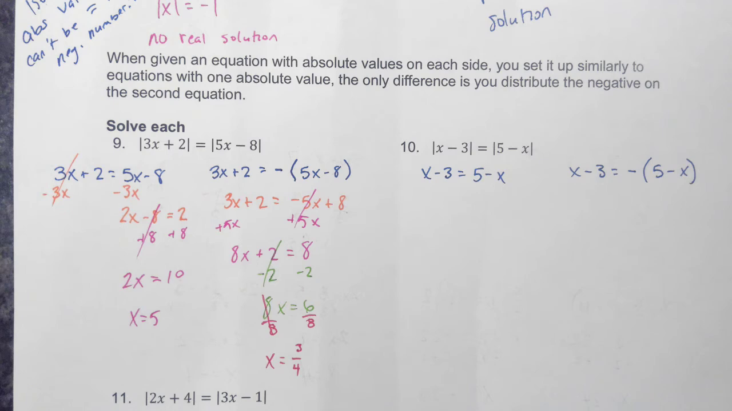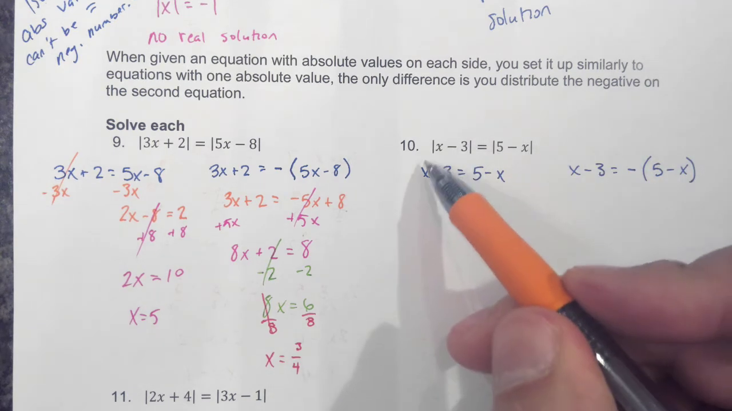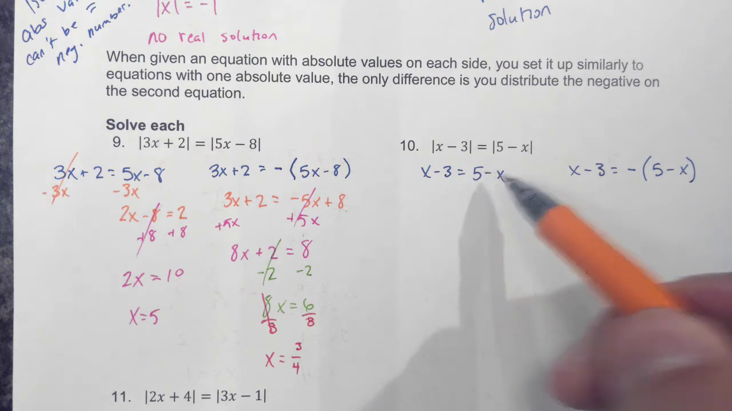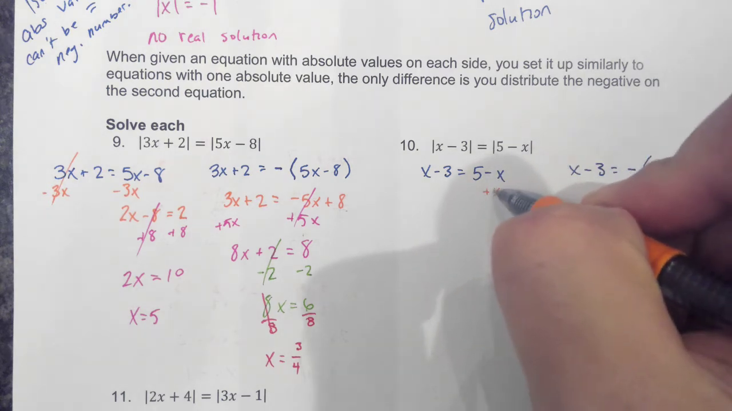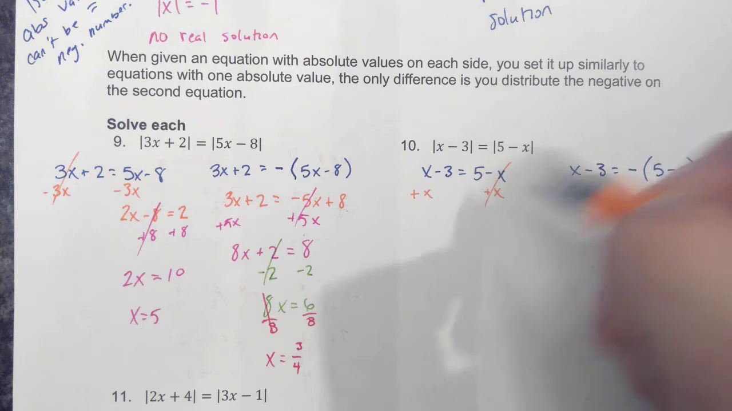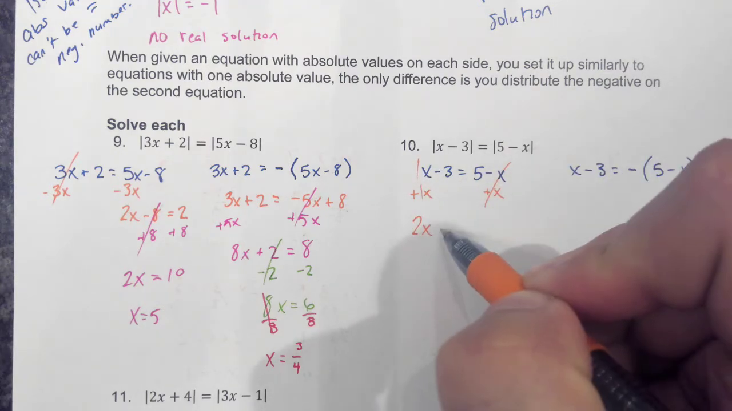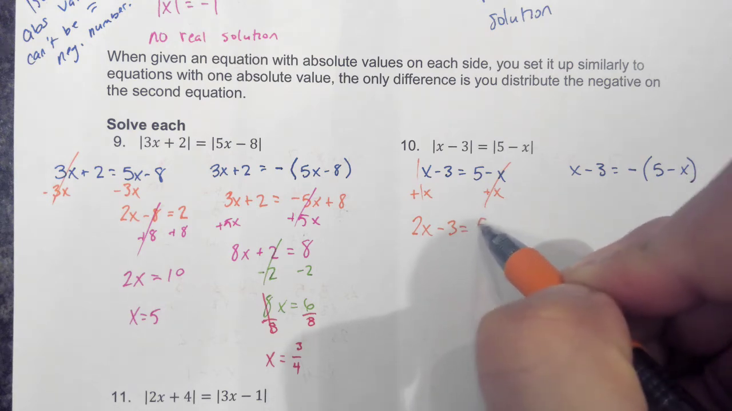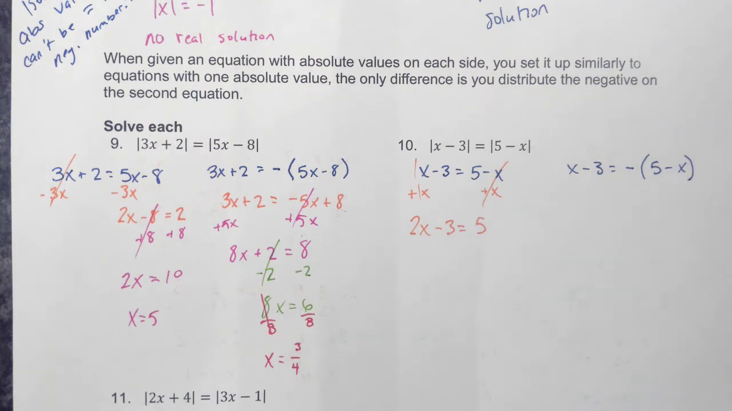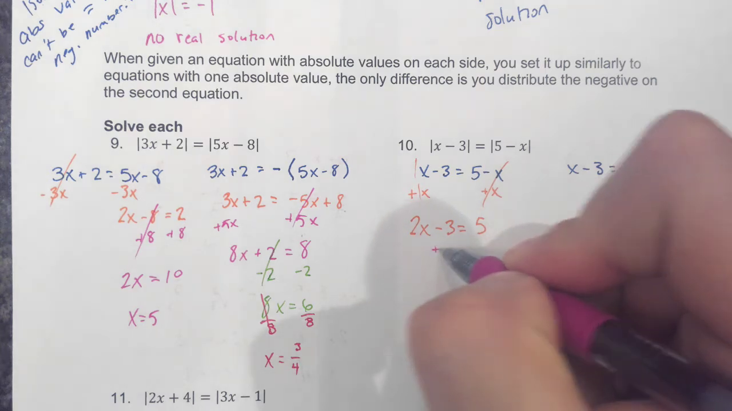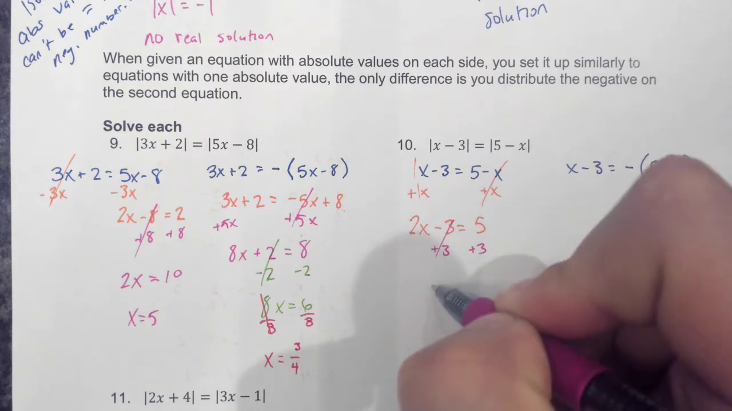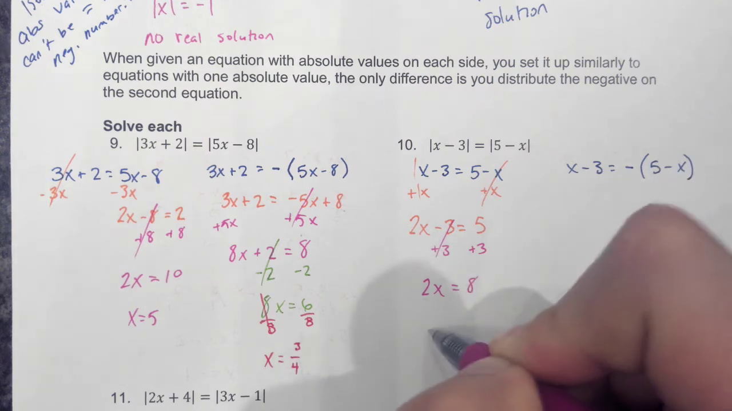Okay, let's solve these equations. Okay, which one's smaller, positive 1x or negative 1x? Well, negative 1 is smaller, so we would add x to both sides of the equation. Remember, 1x plus 1x is 2x. 2x minus 3 equals 5. We're almost there. Next, you would add 3 to both sides of the equation. 2x equals 8. Divide by 2 and x is 4.